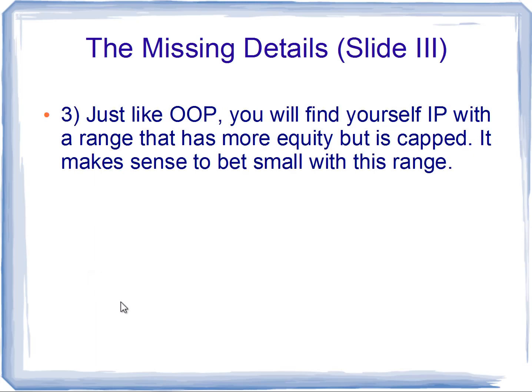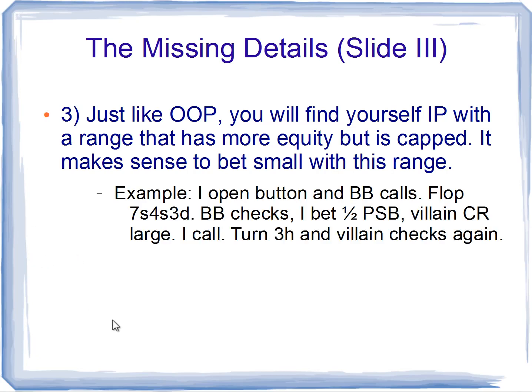Just like out of position, you will find yourself in position with a range that has more equity but is capped. It makes sense to bet small with this range. We kind of already talked about this for out-of-position play, but a good example would be: let's say I open on the button and the big blind calls, the flop comes something wet, the big blind checks like he always does, I bet half the pot, villain check-raises relatively large and I call. The turn is the 3 of hearts and villain checks again.